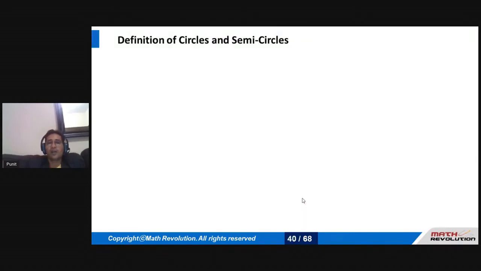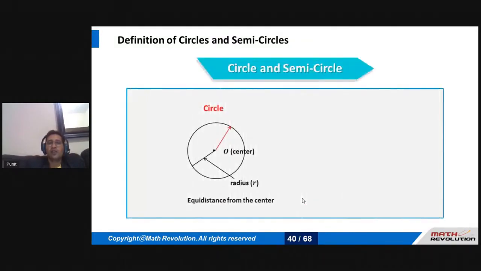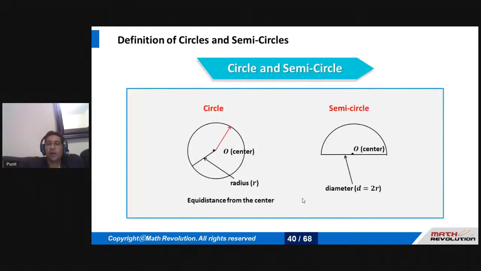Now let's talk about circles. As we're done with the triangle part, we'll go with the circle basics, which are pretty basic. How does a circle look? It has a center O, and a radius R, which is a locus drawing out equal distance from the center.